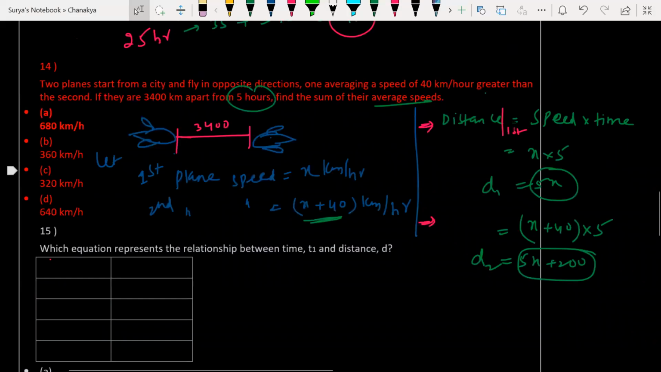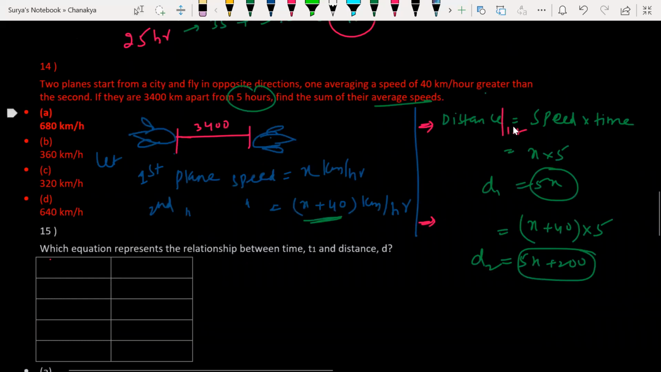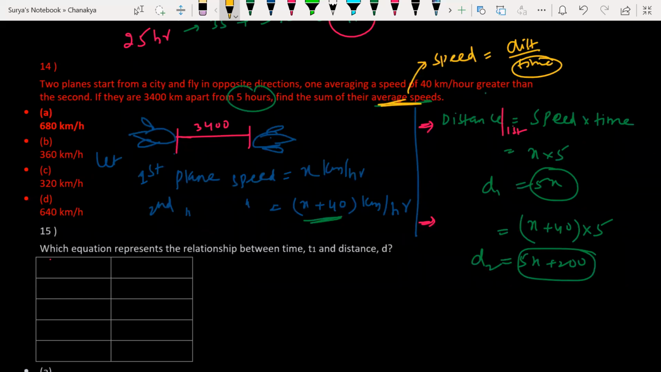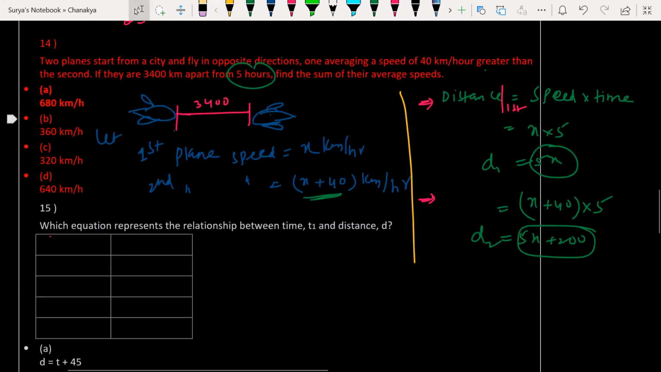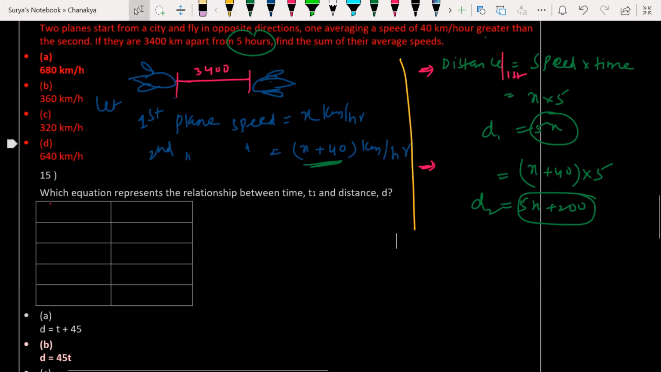What do we need here? Speed. For speed we need distance, right? I know, for that reason I'm just finding out distance first. He asked for speed. The speed formula is distance by time. Time I know, distance I need. For finding speed, I need distance and time. So if I find distance, then I can calculate the average speed. Clear?